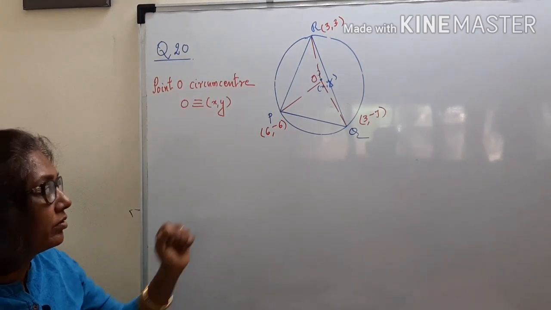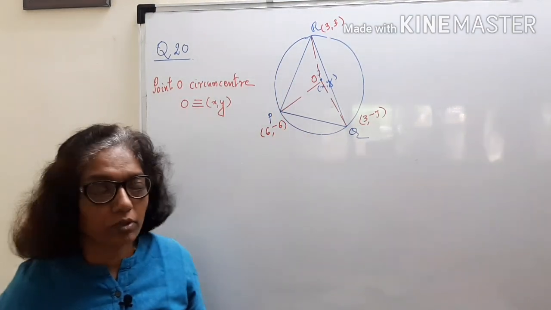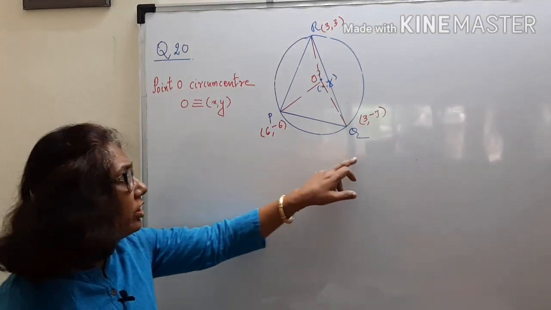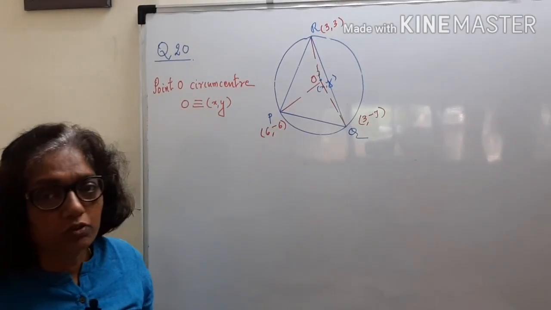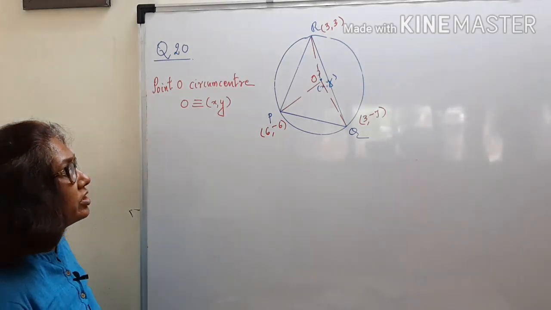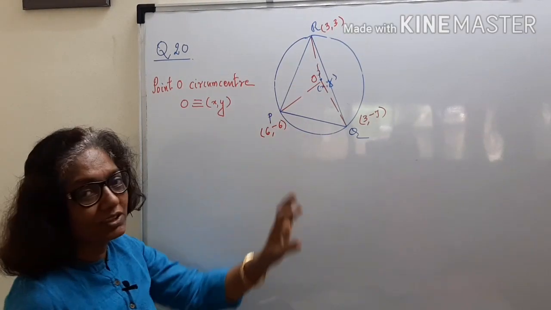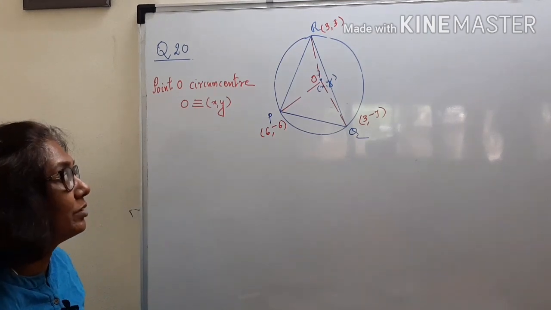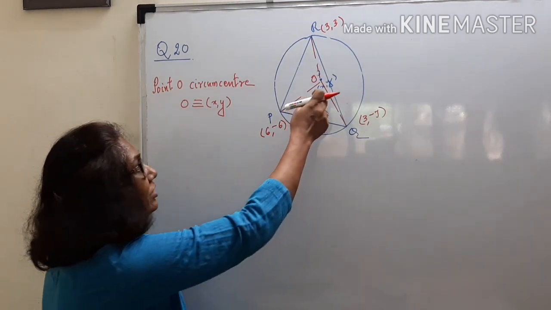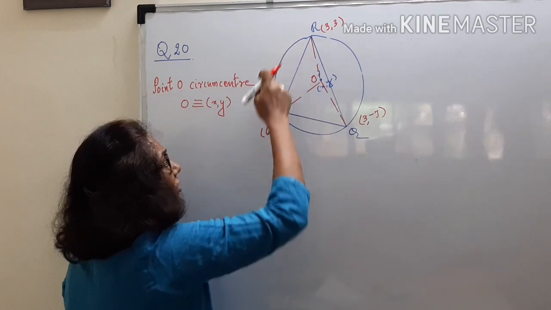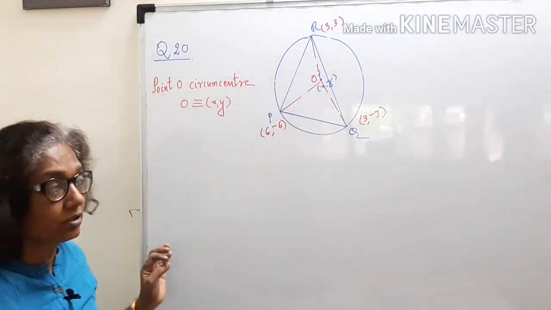What are we given? We are given a triangle PQR. The coordinates of these vertices are also given. The question says to find out the coordinate of the circumcenter. So, what is the circumcenter? The center of the circle that passes through the vertices of the triangle.